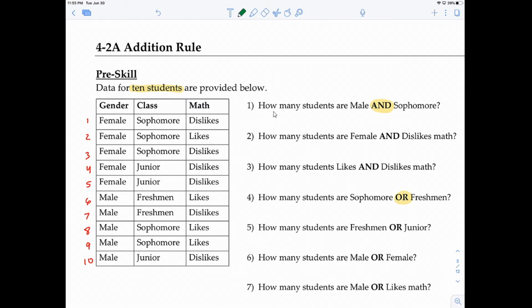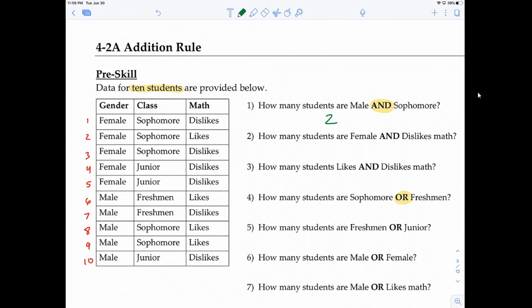So the first question asks, how many students are male and sophomore? So and means being both, right? How many of these students exhibit those two things? They're male and sophomores. So we know there's 5 males, but which of those are male and sophomore? So we have this one and this one. So there's 2 students who are both male and sophomores, right?